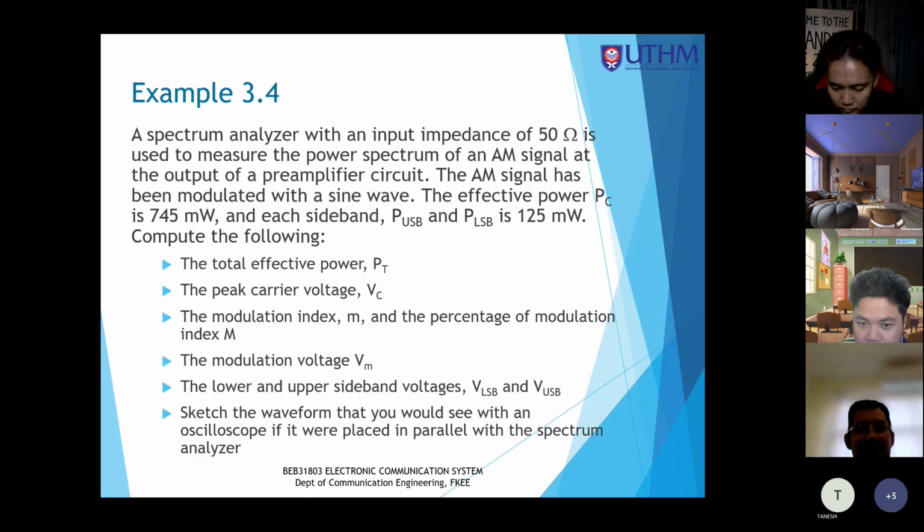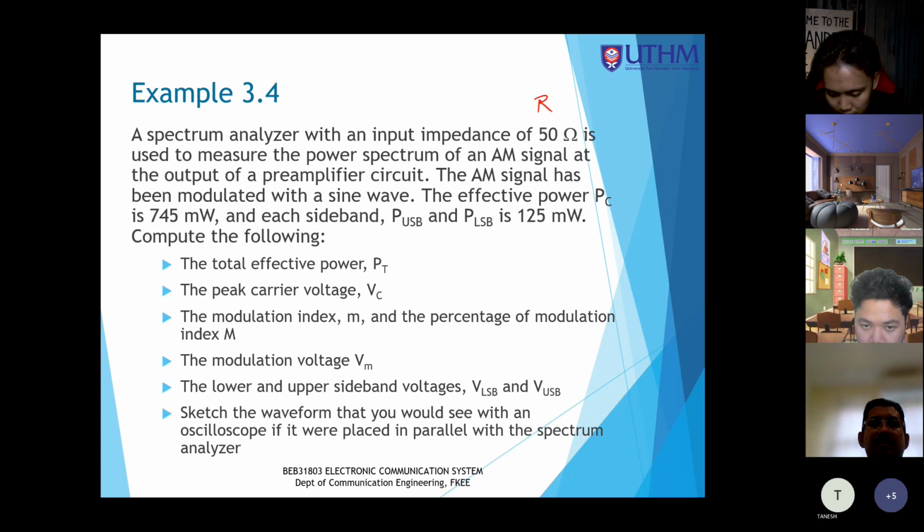So example 3.4, spectrum analyzer with input impedance. So ini contoh yang baik untuk test dan juga final lah, for your information. Kerana dia punya soalan tu step by step dia tanya sehinggalah you melukis, cari sekian, cari this parameter, this another parameter, and then you kena lukis. So ini contoh yang baik lah. So a spectrum analyzer with the input impedance. So you are given R.